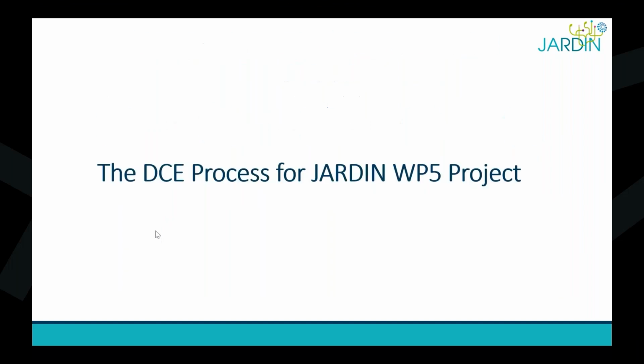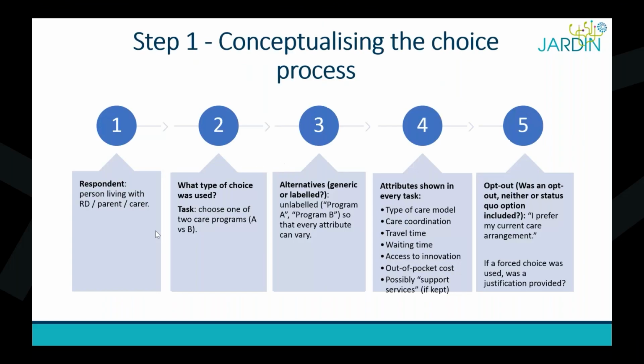So what is the process? What are the different workflow steps in particular for this project? There are a number of steps that one has to follow when conducting a discrete choice experiment, and I'm going to explain these different steps. So the first thing is we need to conceptualize the choice process. By this I mean, who are the respondents? Are these people living with rare disease? Are we considering the parents or the caregivers? What type of choice are we considering?